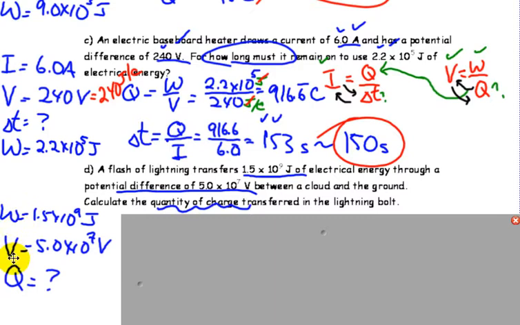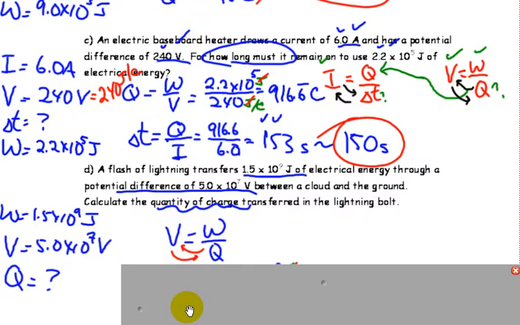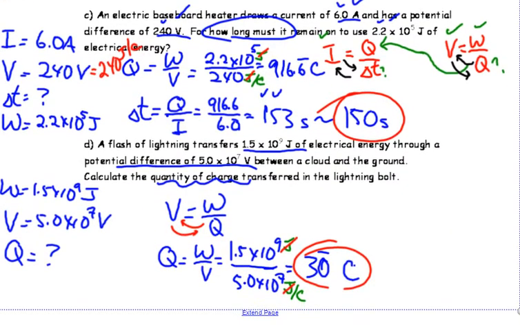So W, V, Q, of course there's my relationship there. V is equal to W over Q. Looking for Q, so just interchange that with V, and the equation becomes Q is equal to W over V. V I changed to joules per coulomb, so you can see the units cancel out nice, and I get 30 coulombs. 2 sig figs everywhere, so I put a bar over that 0 to indicate that that 0 is in fact significant.